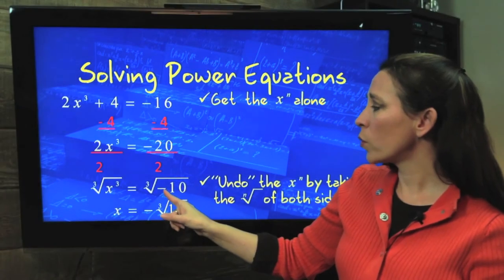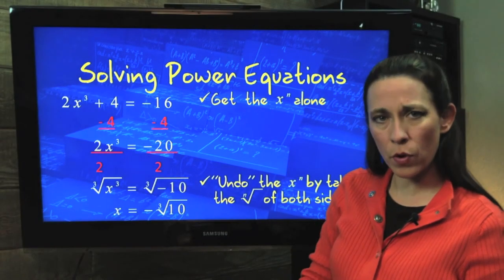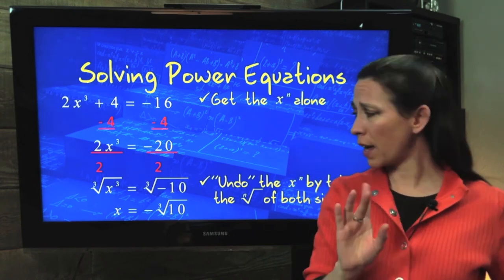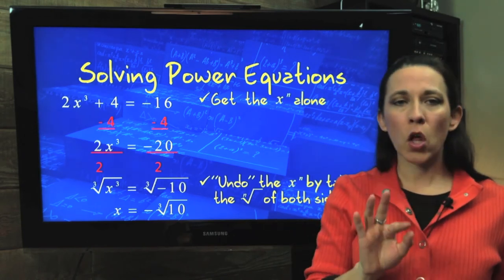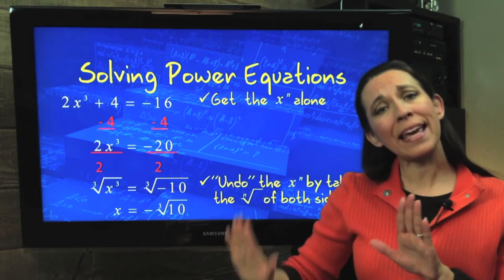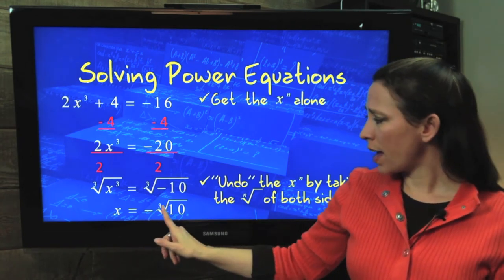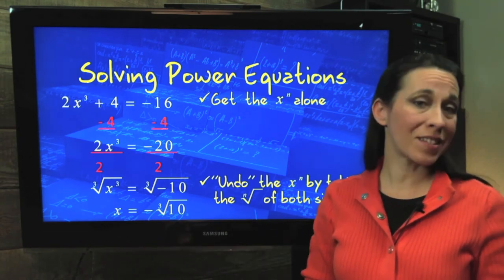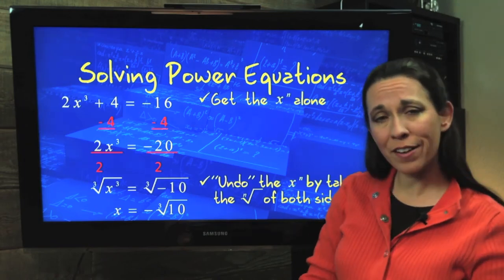And here, when you take a cubed root of a negative number, remember that that's valid, as long as the index is odd. We can take out that negative and just leave it the cubed root of 10, which does not reduce. So that would be our final answer.